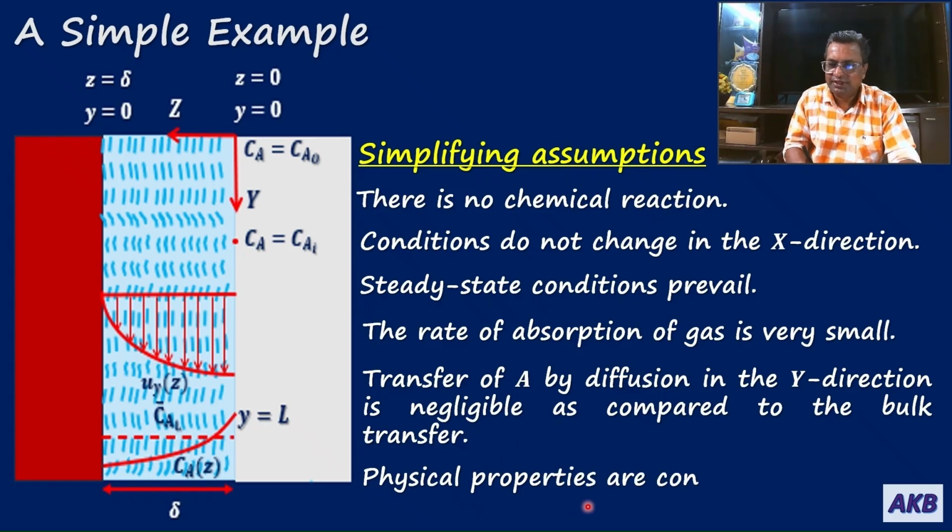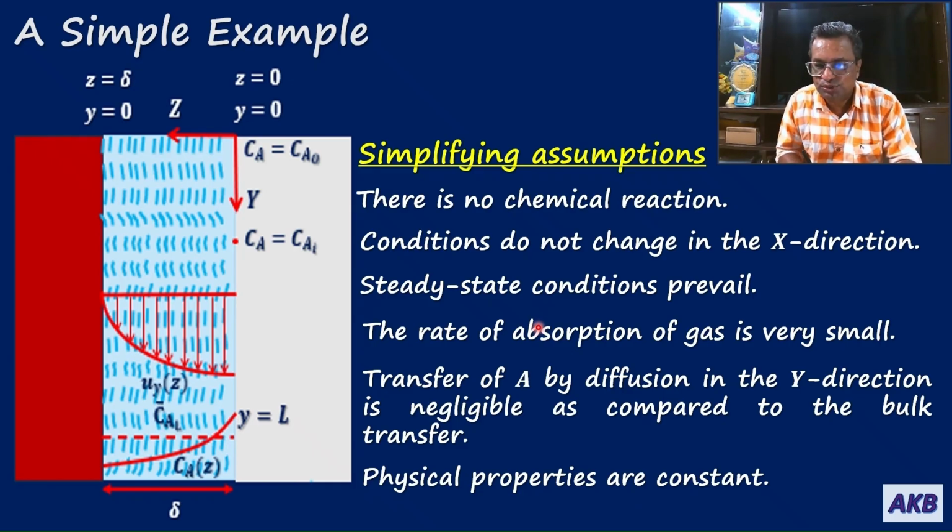Then physical properties are constant. Physical properties like viscosity and density are assumed to be constant. So these are the simplifying assumptions that we will be using in our discussion. Let us move ahead.